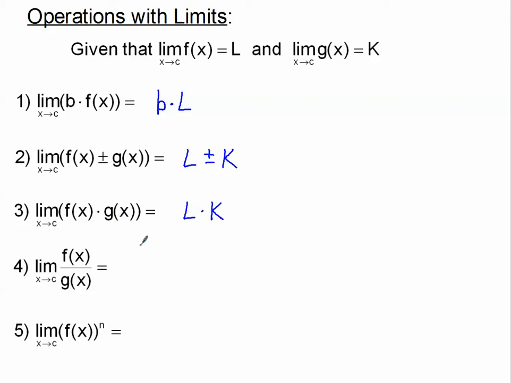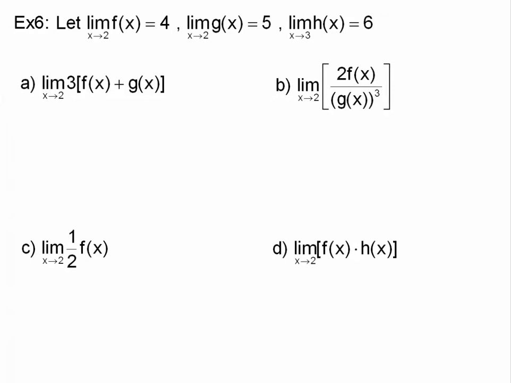If we're dividing them, of course, we'd be dividing their limits. Now, of course, this time k cannot be equal to 0 because we cannot divide by 0. And then finally, if we take a function and we raise that to some power and then try to find the limit, we could just take the limit of the function individually and then raise the limit to that same power. So these all hopefully make sense to you.